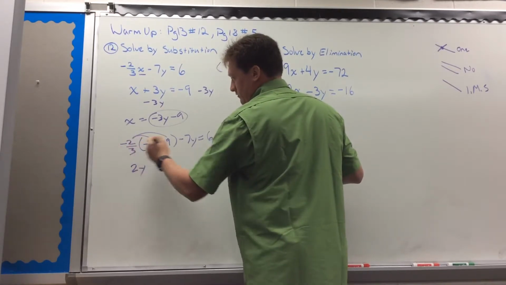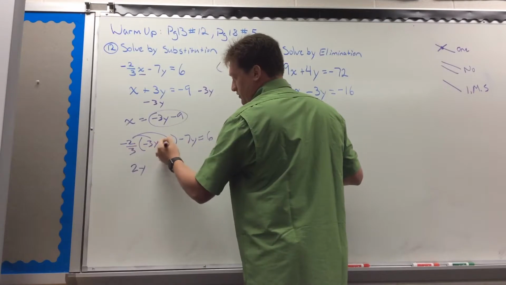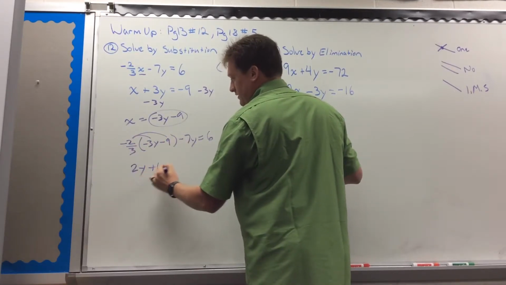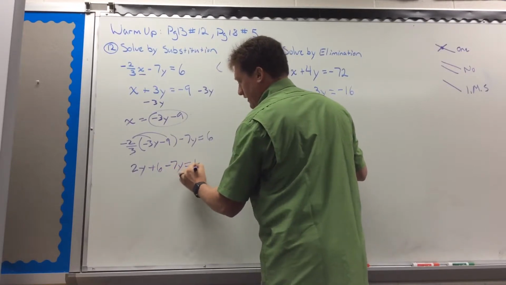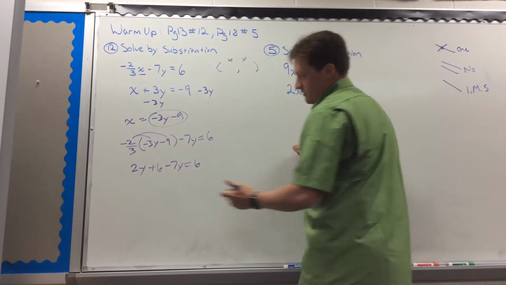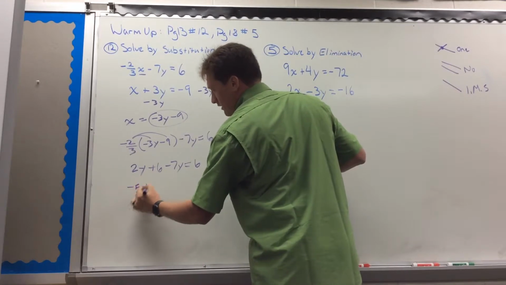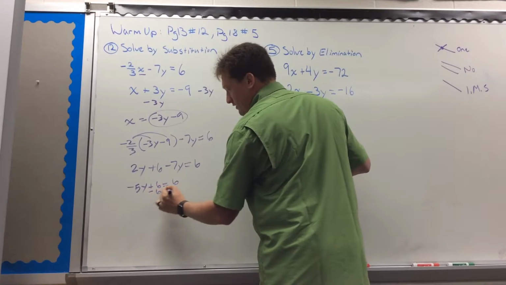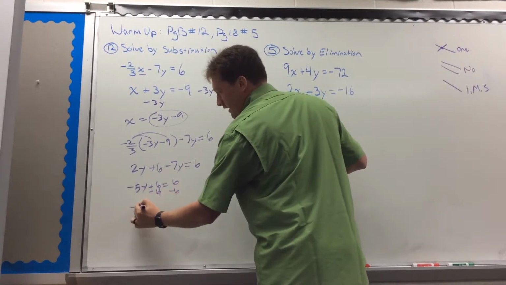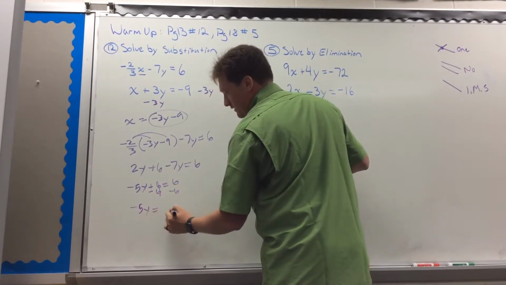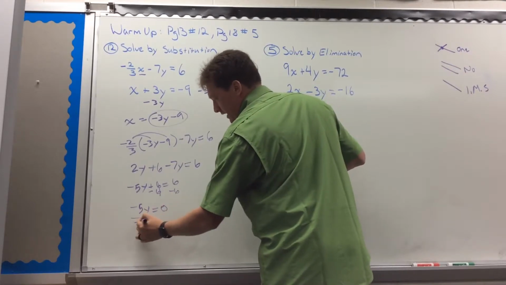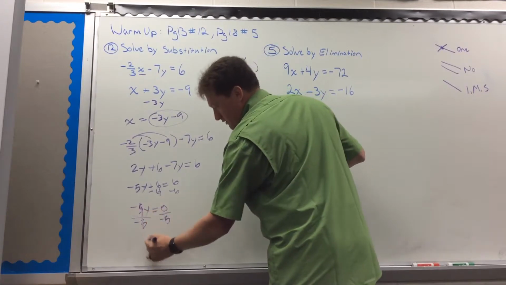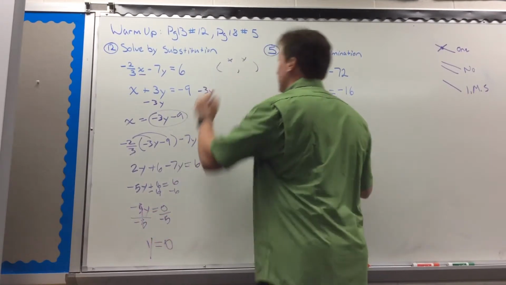And then right here, this 9 and 3 is going to reduce. That's going to change to 3 times negative 2, which is positive 6, minus 7y is equal to 6. I'm going to combine like terms, which gives me negative 5y plus 6 equals 6. I'm going to subtract 6 on both sides. Cancels there. And I have negative 5y is equal to 0. Divide by negative 5. 0 on top, 0 always wins. So I've got y is equal to 0.